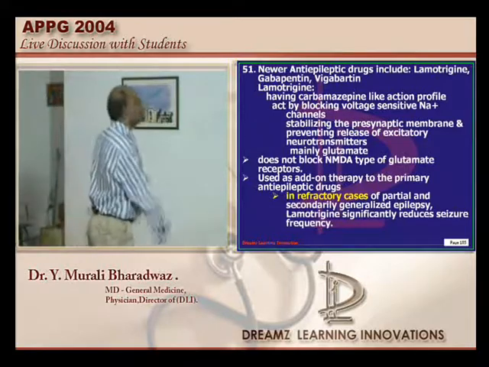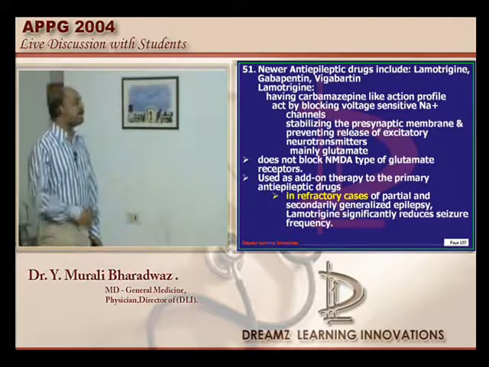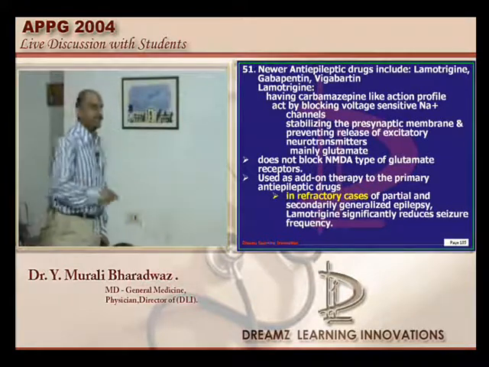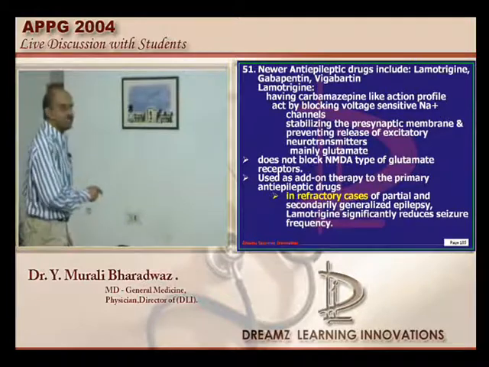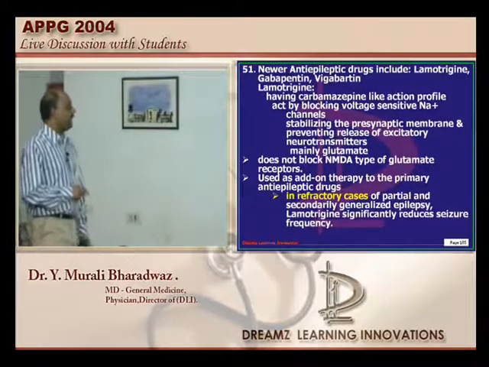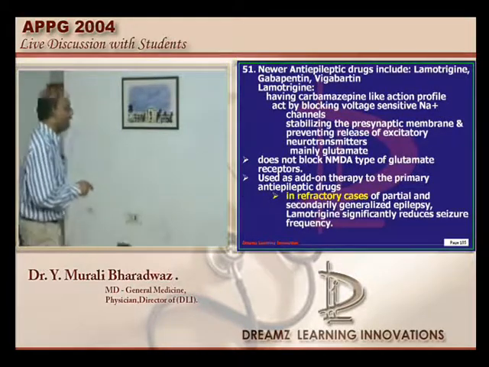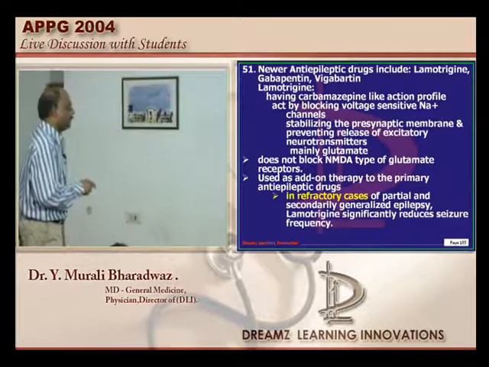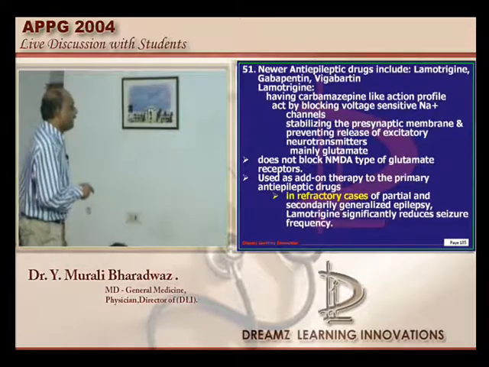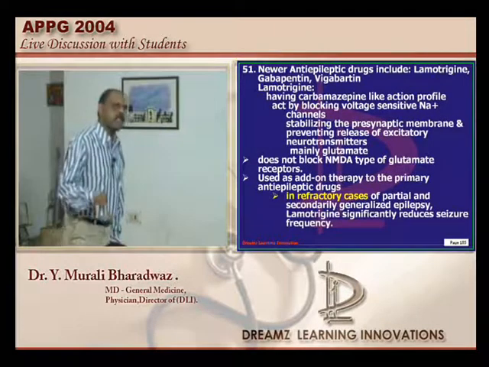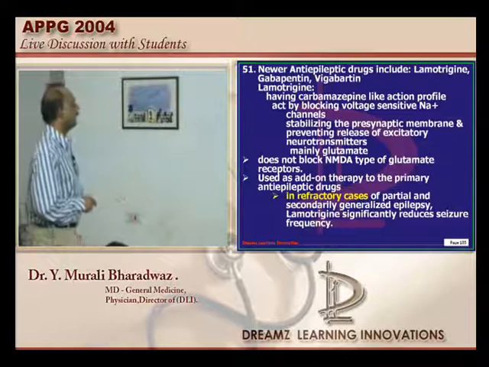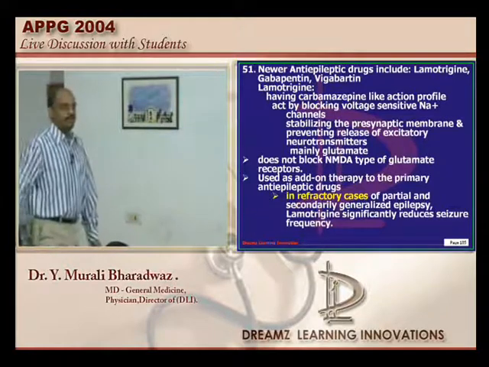What is the mechanism of lamotrigine? It is similar to that of carbamazepine. It blocks the voltage sensitive sodium channels. By doing so, it stabilizes the presynaptic membrane and prevents the release of glutamate. These are all the major things I want to underscore to all of you. It is generally used only as an add-on therapy in refractory cases, not as a first-line therapy, the lamotrigine. Now, I'll give you a similar question.